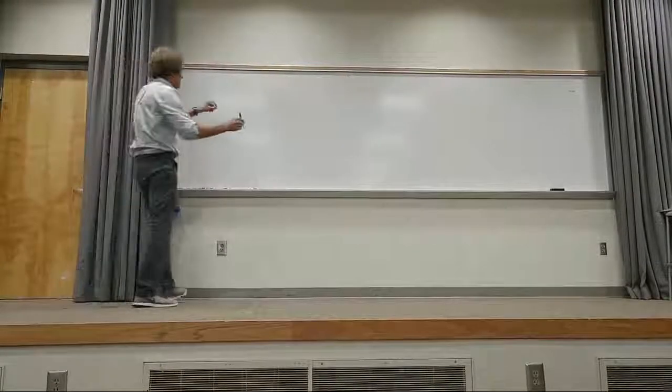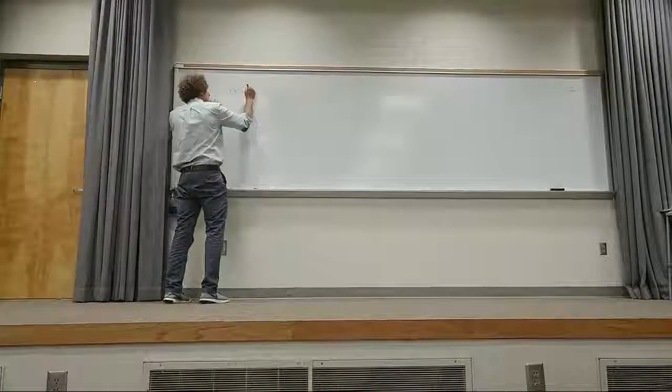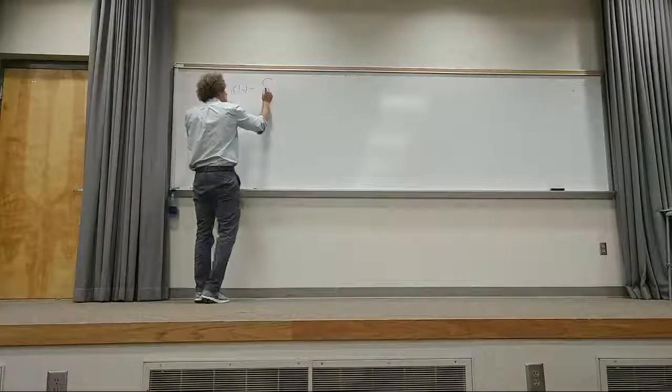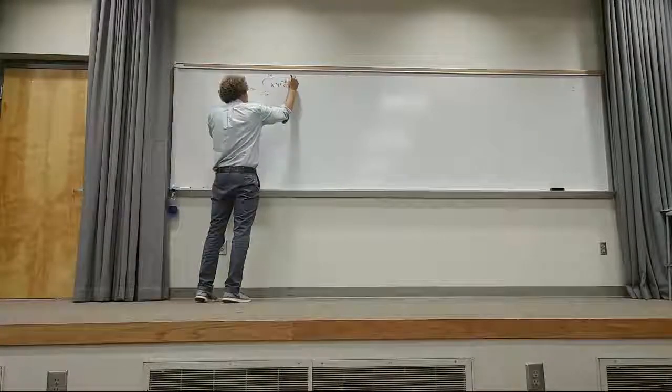First, I'm going to go ahead and just put down X of omega is equal to the integral from minus infinity to infinity of x of t e to the minus j omega t dt.